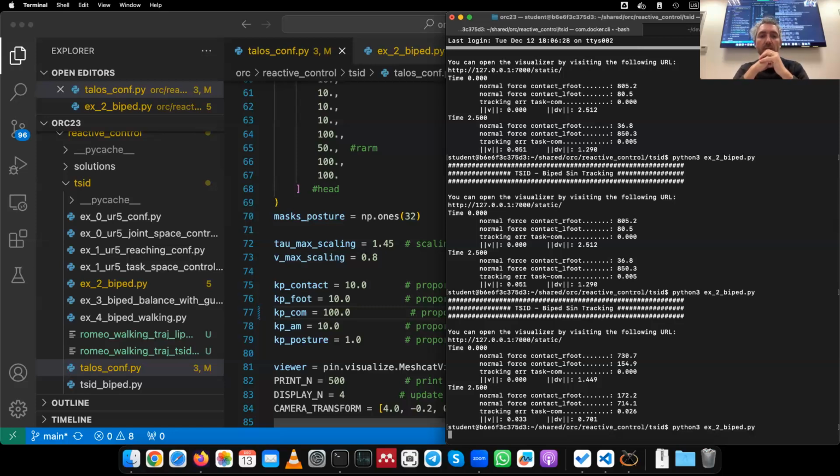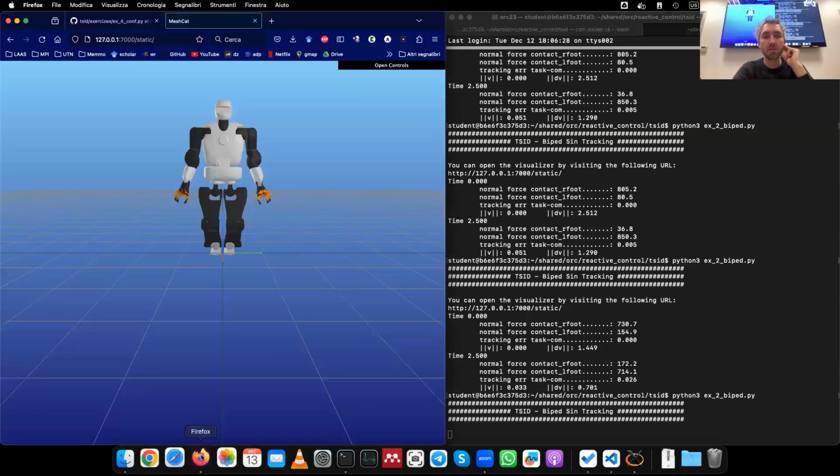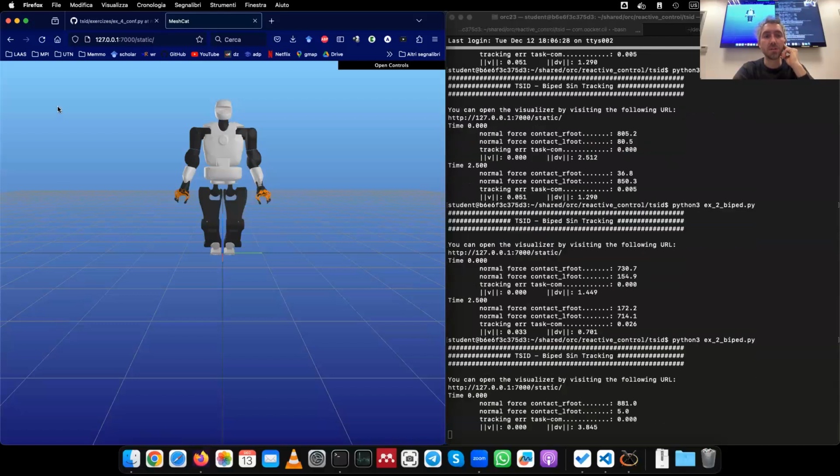So let's check if just by increasing the gain, but without modifying the weight, we see an improvement in the tracking of the COM. What is your guess? You think it's going to improve or not?